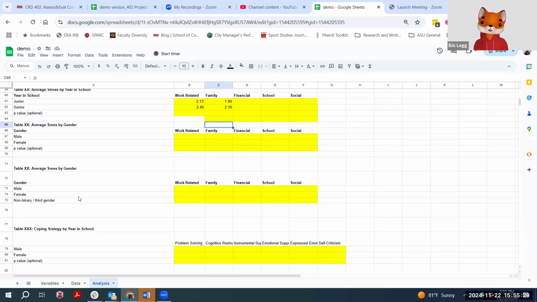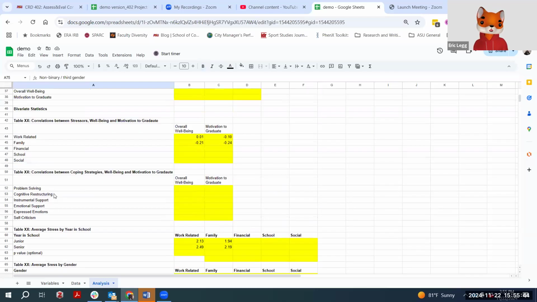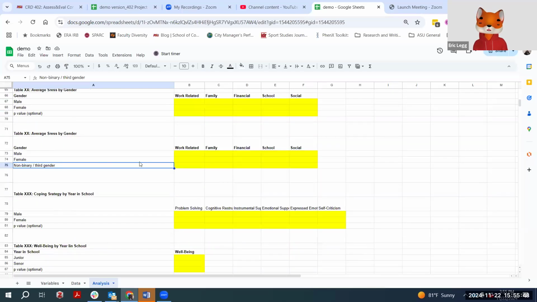You can do stress by gender, stress by, the reason I do two of these, this one has a p-value if you want to tackle the t-test, but t-test can only do two. This one has three, although if I remember correctly, we didn't have anybody select a non-binary third gender, so we actually don't need that one.